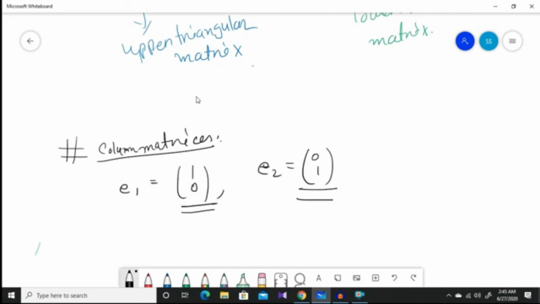These types of column matrices are special. Why? Because they serve as a basis. The term basis will be discussed when we talk about vector spaces. At this point, I just wanted to give you guys a little spoiler that this type of matrices are actually basis vectors.